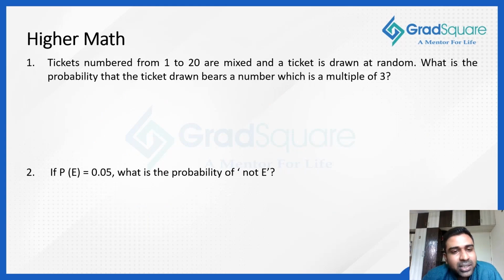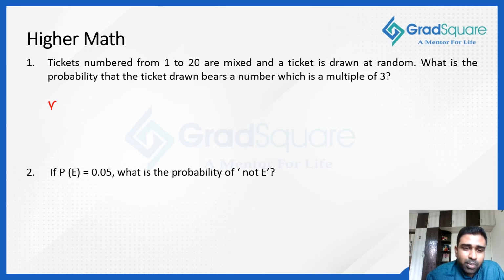And next, some of the questions from higher math. In higher math, questions from permutation, combination, and probability are asked. Mostly probability questions turn up for the exam. So the first question says that tickets numbered from 1 to 20 are mixed and a ticket is drawn at random. What is the probability that the ticket drawn bears a number which is a multiple of 3?